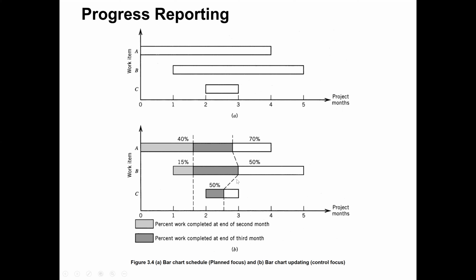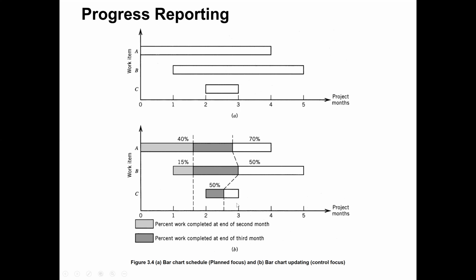And activity B is 50% complete. 50% work for work item B has been completed. For activity C, we are at month number 3, so only 50% work is completed. According to our planning, activity C should have been 100% finished, but it's 50% complete. So it indicates that for activity C, we are behind schedule.